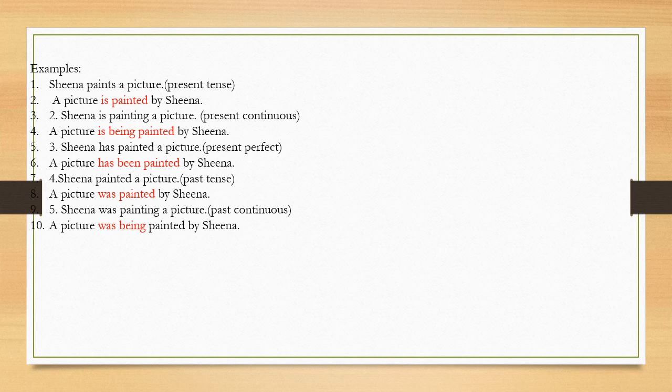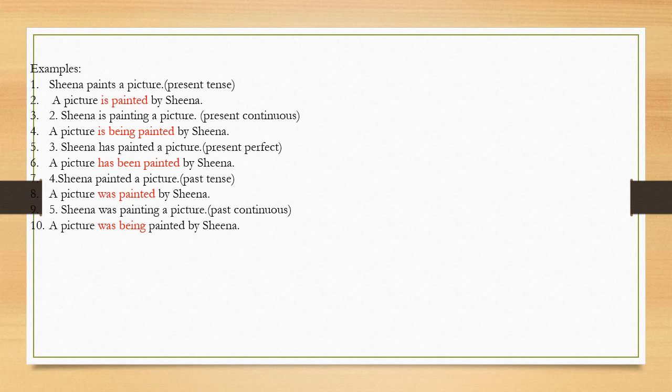Next sentence: Sheena was painting a picture. What's the tense of the verb "was painting"? Right, it is past continuous form. Now divide the sentence. Tell me the subject: Sheena. What's the verb? Was painting. What's the object? A picture.